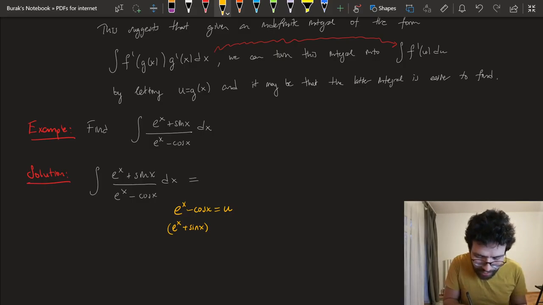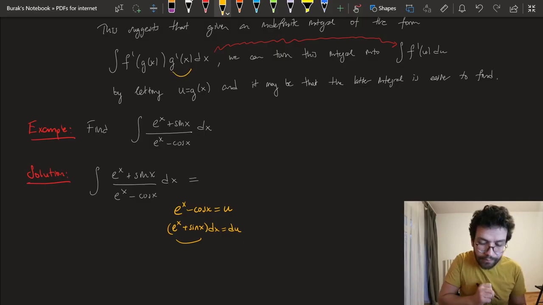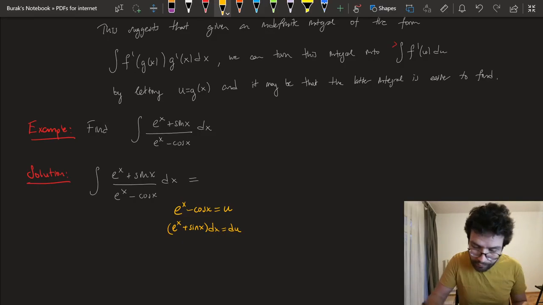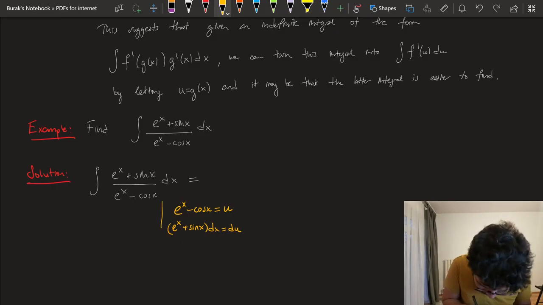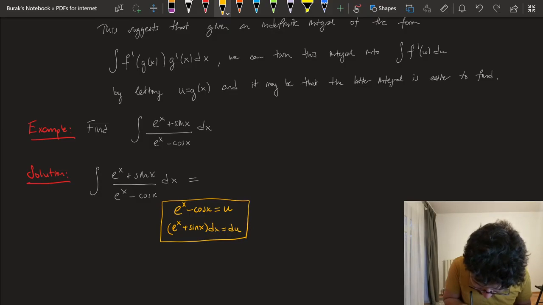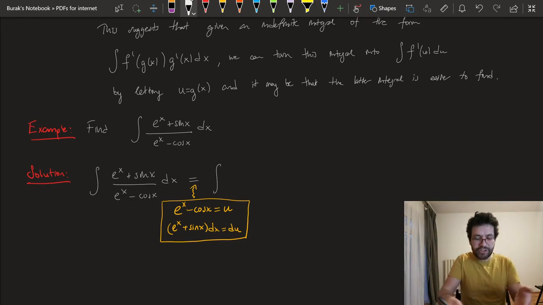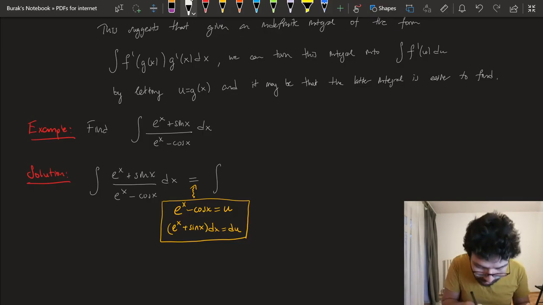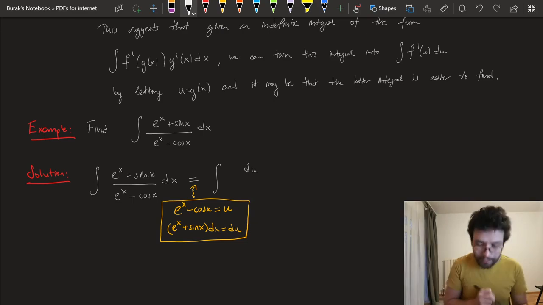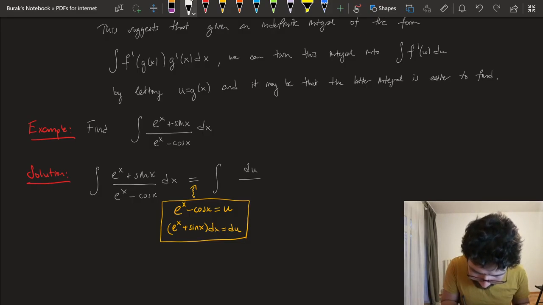This part times dx will be my du. You see, this is the g prime that I was talking about. So I'm simply going to write this, and what this tells me is that when people write such things, it means that I'm going to do a substitution, and my u will be e to the power x minus cosine of x, and then e to the power x plus sine x dx will be my du. So this whole top part becomes du, and at the bottom I have u.